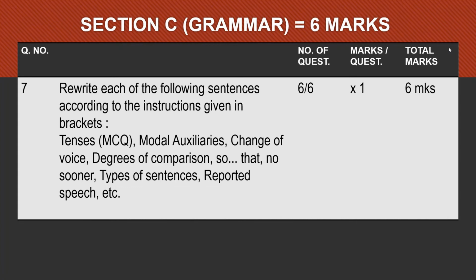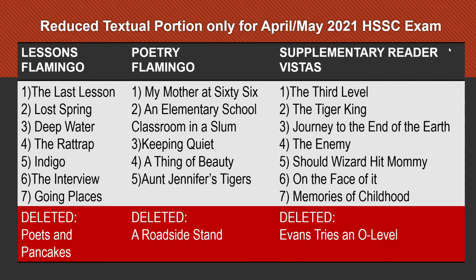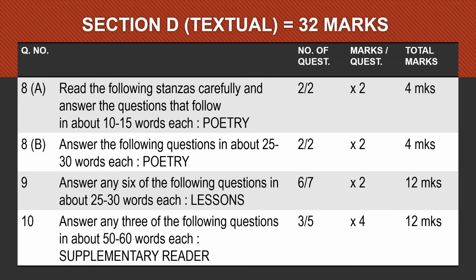Now, what are the topics that are tested under this section? Tenses, okay, modal auxiliaries, changing of voice, active, passive, degrees of comparison, transformation using so, that, no, sooner, the different kinds of sentences, reported speech, and basically all the grammar topics that you have been doing right from the 8th till the 12th. And finally, we come to your last section. Section D is your textual section, which carries again 32 marks.